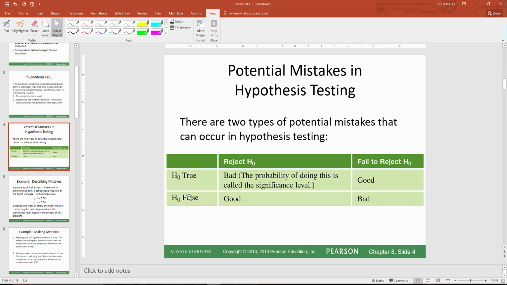That's okay. So then if the null hypothesis is false and we reject it, that's good. That's what we want. But if the null hypothesis is false and we fail to reject it, we didn't reject it when we should have, then that's bad. And that's an error we call beta. So essentially like a false positive in a sense.